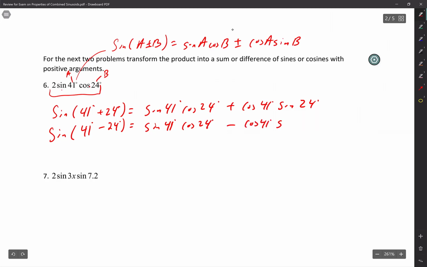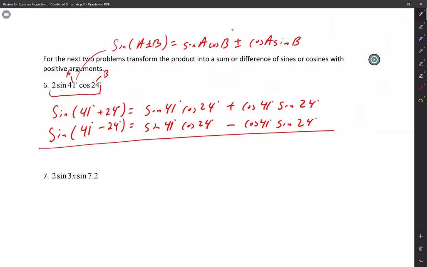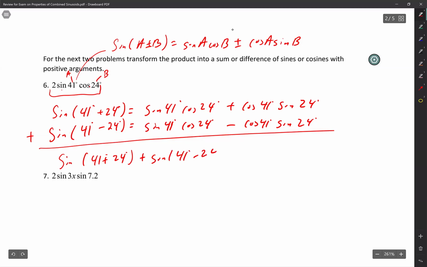And then from here, this is what I want you asking yourself: what do I have to do to get that 2 in the front? Do I add them or do I subtract them? What do you think I should do? Add them? Yeah, you add them. If you add them, this will work. So sine of whatever 41 plus 24 is, plus sine of whatever 41 minus 24 is, equals 2 sine 41 cosine 24. And this is what I wanted. So this must be my answer.